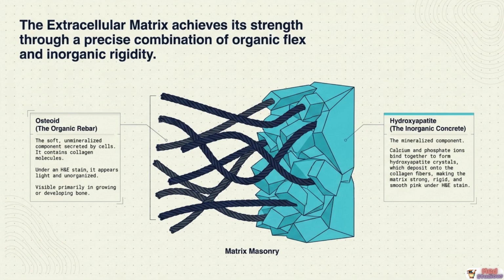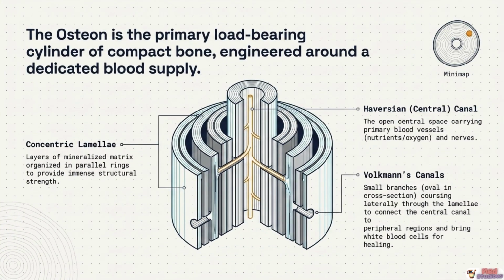known in biology. The functional and structural unit of compact bone is the osteon, also called the Haversian system, and it is one of the most elegantly engineered microscopic structures in all of human anatomy. Picture a hollow cylinder, approximately 200 to 300 micrometers in diameter, running parallel to the long axis of the bone. At its core is the Haversian canal, an open central channel approximately 50 micrometers wide, containing 1 or 2 small blood vessels, a nerve fiber, and lymphatic capillaries.